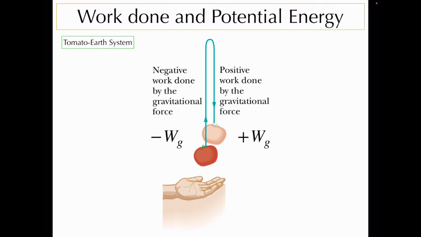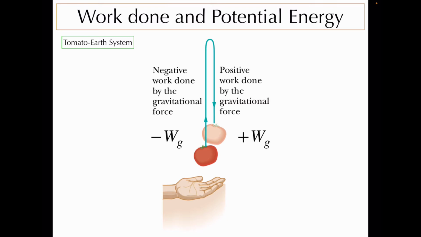So how much work is done by the gravitational force while the tomato goes upward? It must be equal to the weight of the tomato times the height it attains. We call it Wg. Since the weight of the tomato and the height it attains are in opposite directions, the work done will be negative. It means the work done by the gravitational force while the tomato is going upward is negative. So it is represented with minus Wg.